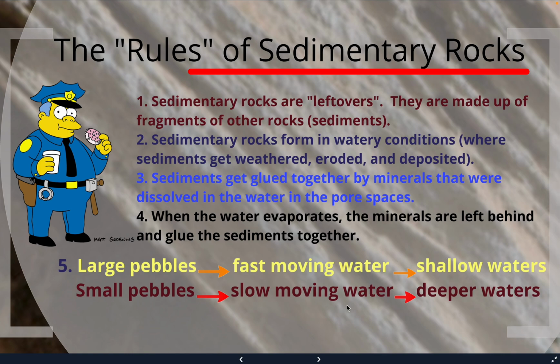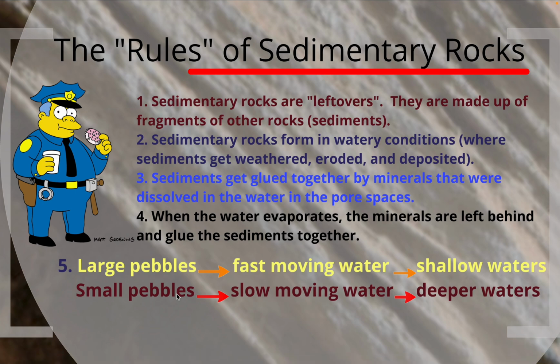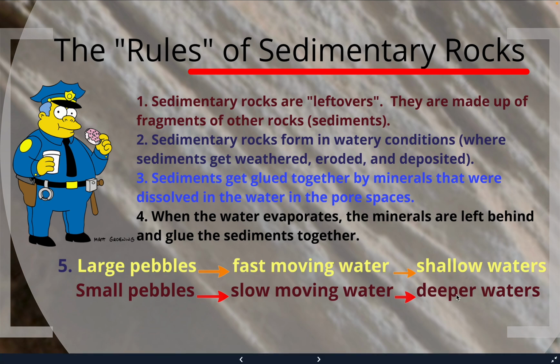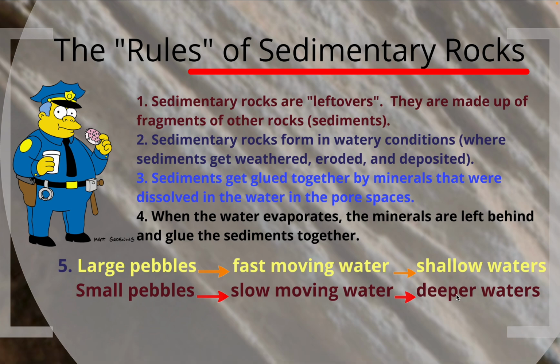Now, when you see smaller sediments, the smaller the sediments, the slower the water was moving, and generally the deeper the waters would be. Because, of course, deeper ocean waters, for example, move at a much slower pace than a river, because with all that huge volume of water, you simply can't move the water and the sediments that fast. So the size of the sediments, kind of like with igneous rocks and the size of the crystals, can tell you a tremendous amount about the conditions.